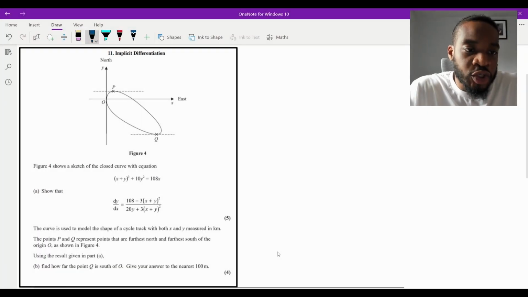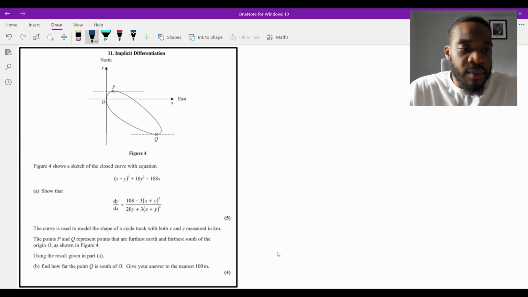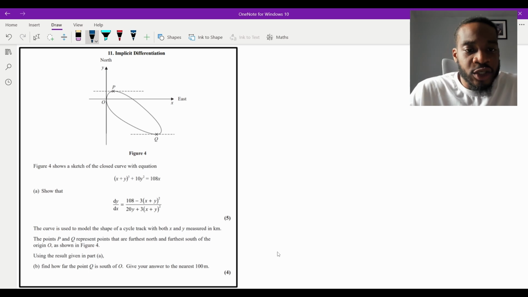And that's it. Okay, so question 11 says, figure 4 shows a sketch of the closed curve with equation x plus y all cubed plus 10y squared is equal to 108x. Part A says, show that dy dx is equal to 108 minus 3 times x plus y all squared divided by 20y plus 3 lots of x plus y all squared for 5 marks.